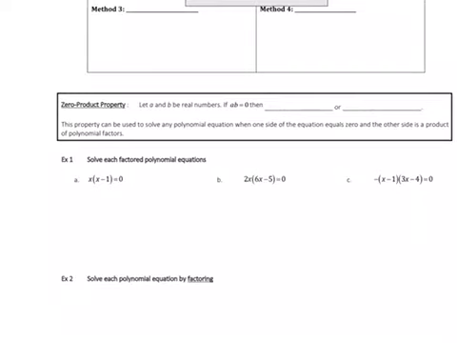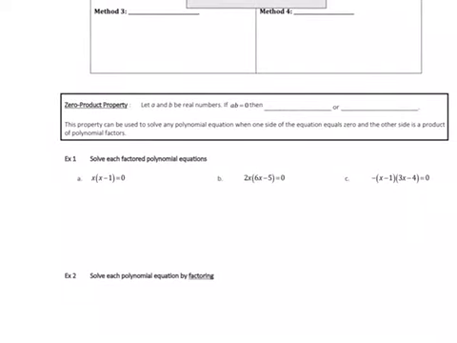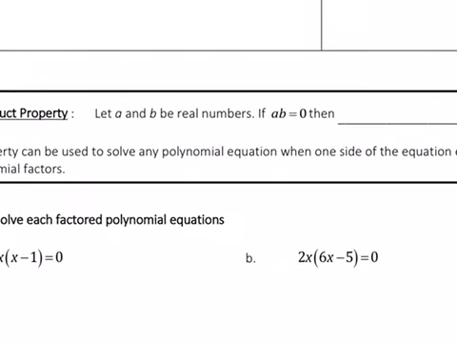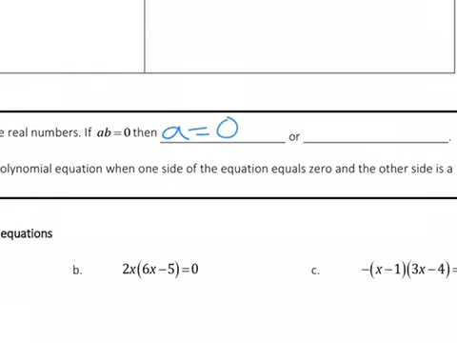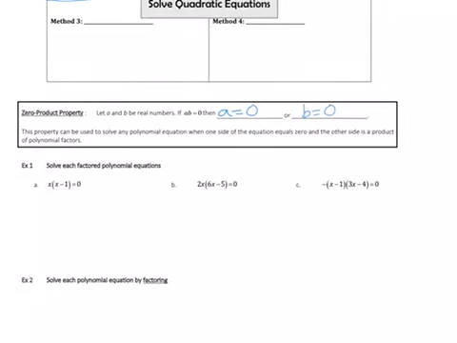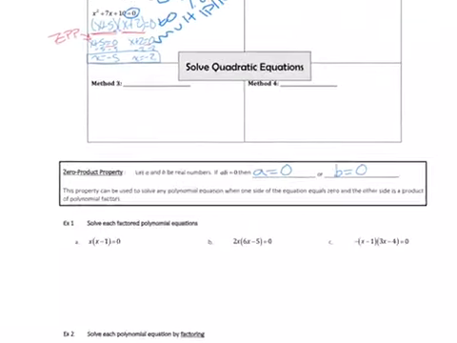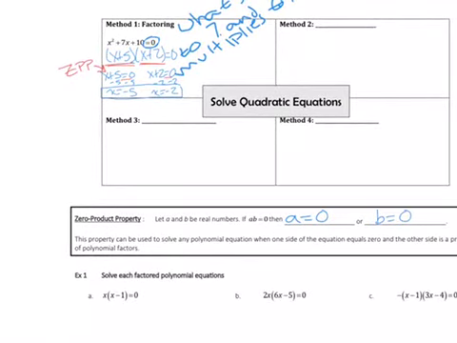So zero product property, I just showed you what it's going to look like. What exactly does it mean? What it means is, let A and B be real numbers. If A times B equals 0, then A equals 0 or B equals 0. This property can be used to solve any polynomial equation when one side of the equation equals 0 and the other side is a product of polynomial factors.